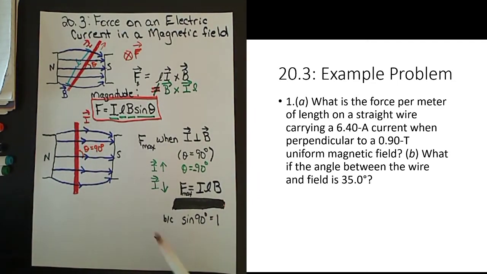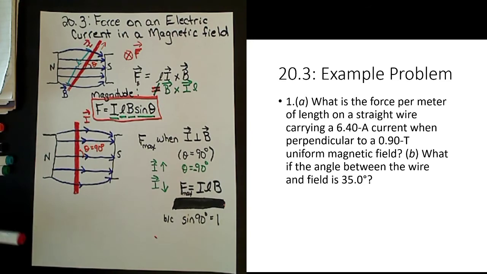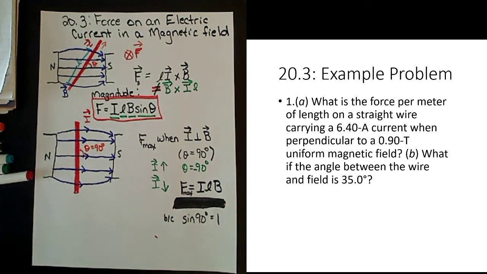However, remember, we are talking about a magnitude with this equation, so we're going to ignore that negative sign and determine our direction conceptually using the right-hand rule. So I wanted to do this example problem.